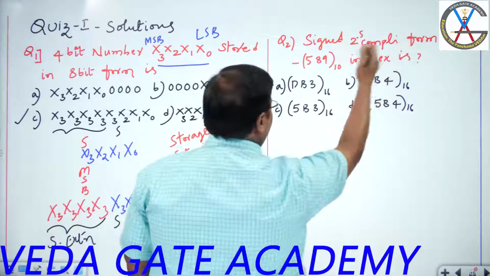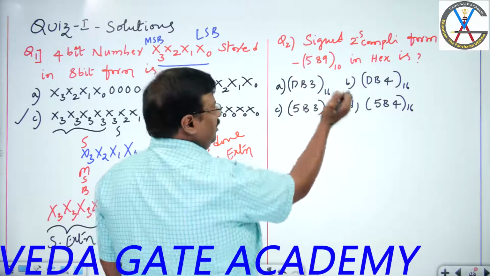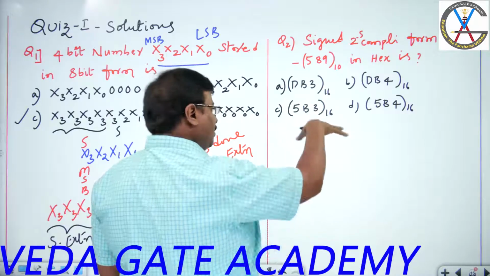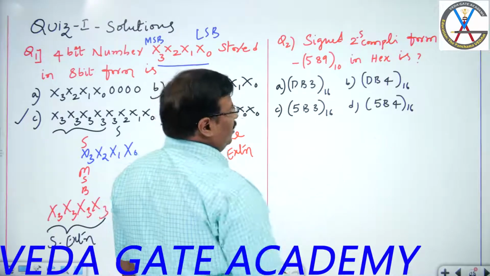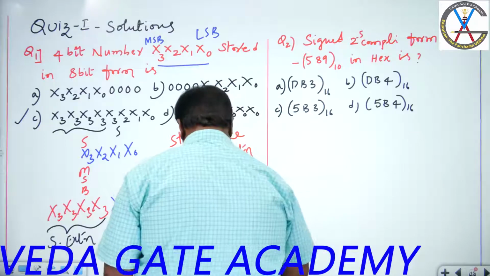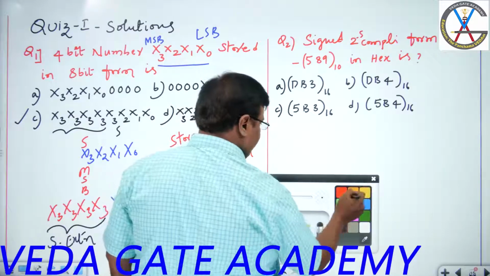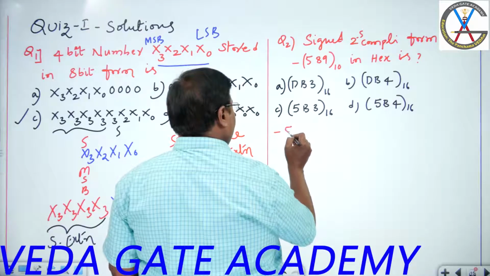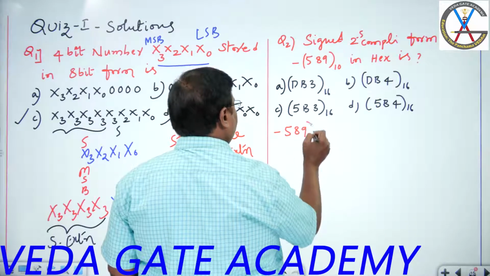signed 2's complement form of minus 589 in hexadecimal. Minus 589: first you convert into binary, then into hex, and then into 2's complement form. Minus 589, the data.